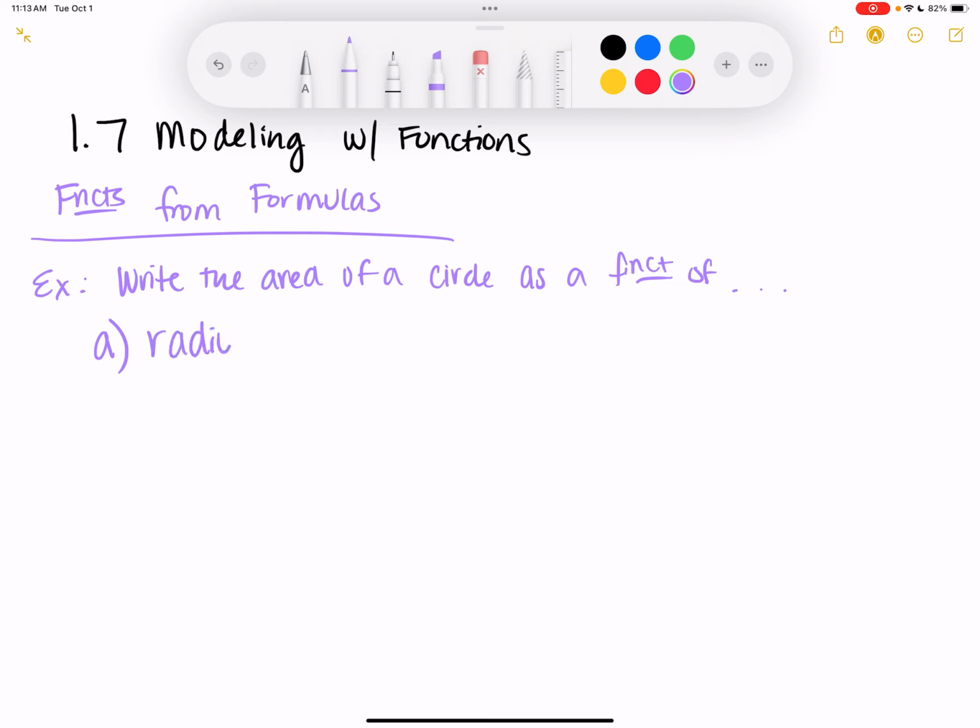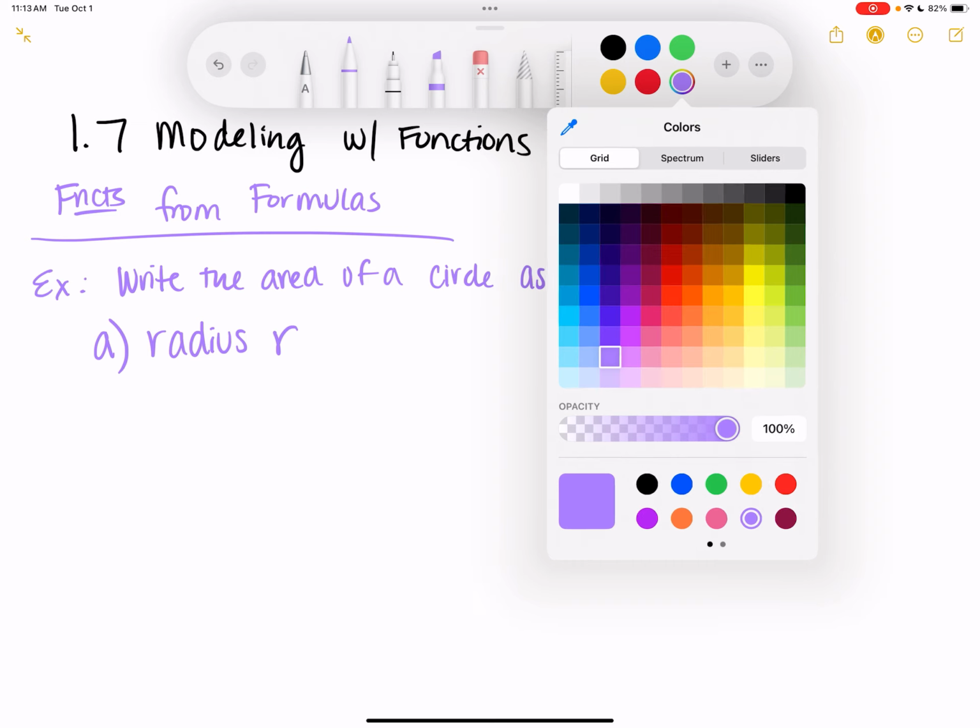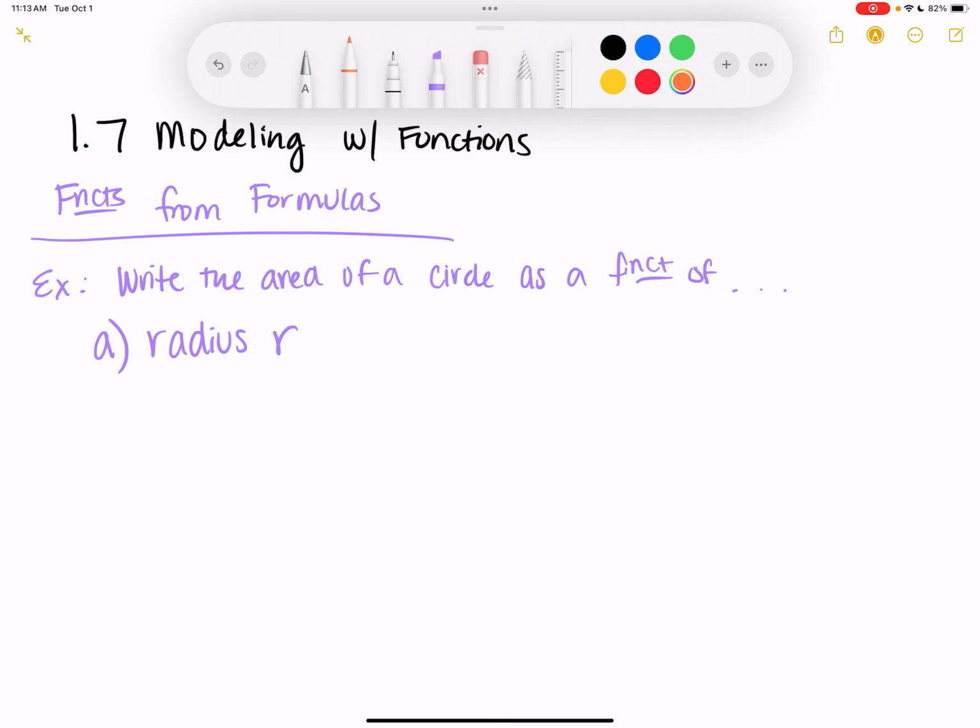So this one is just the generic area of a circle, and what is that formula? It's pi r squared. So obviously that's just the generic one, we already know that one.